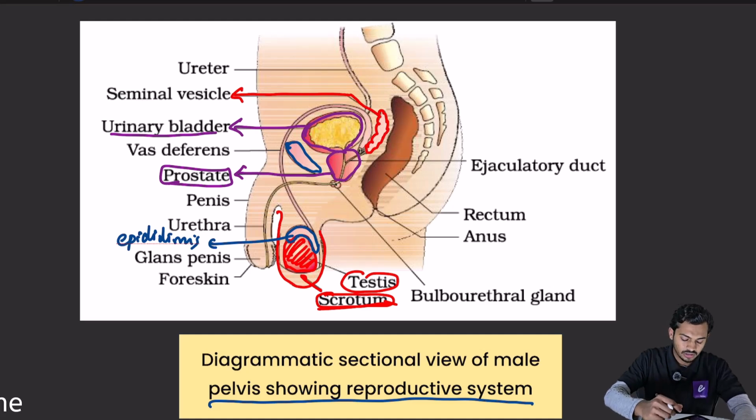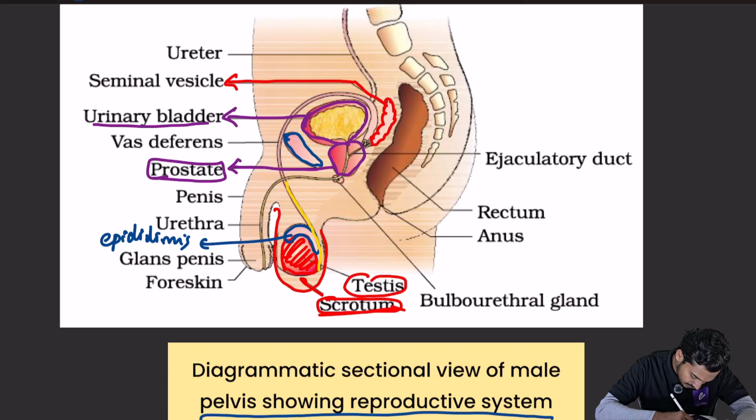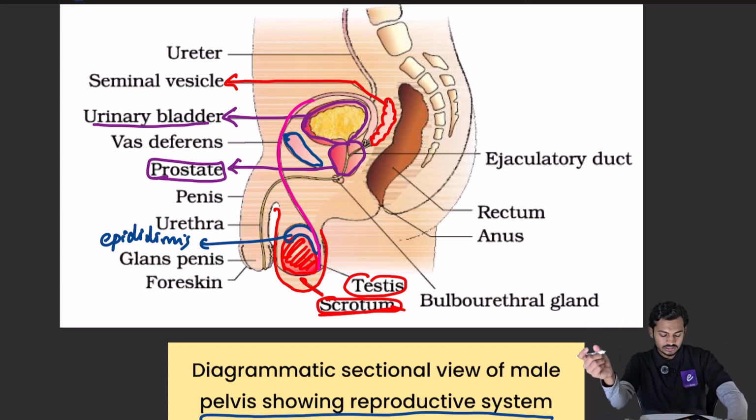The epididymis will continue as a tube, which is called the vas deferens. This tube is called the vas deferens. The yellow color tube is your vas deferens, right? I will paint it so that you can understand. Sorry, I will take pink color. This pink color tube that you are seeing, I hope you can see, this is the vas deferens. So you can see, friends, the epididymis will continue as the vas deferens.